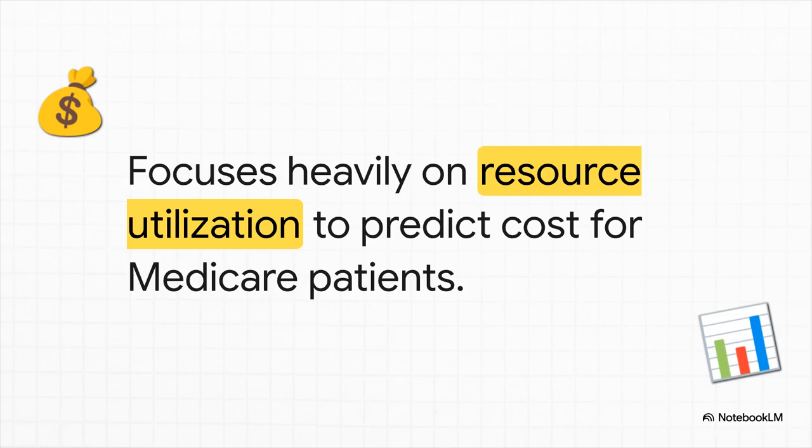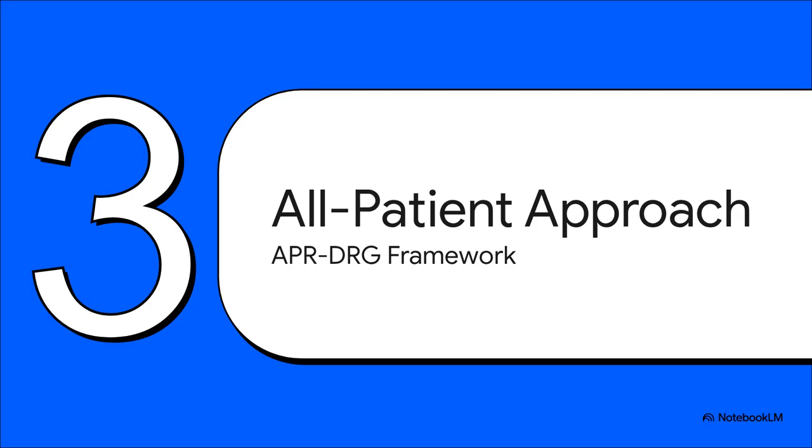In fact, an MCC is literally defined by the fact that it significantly increases hospital resource use. So while it's a fantastic tool for predicting cost, it isn't always a perfect reflection of how physically sick the patient actually is. Which brings us to Section 3, APR-DRGs, the all-patient approach.